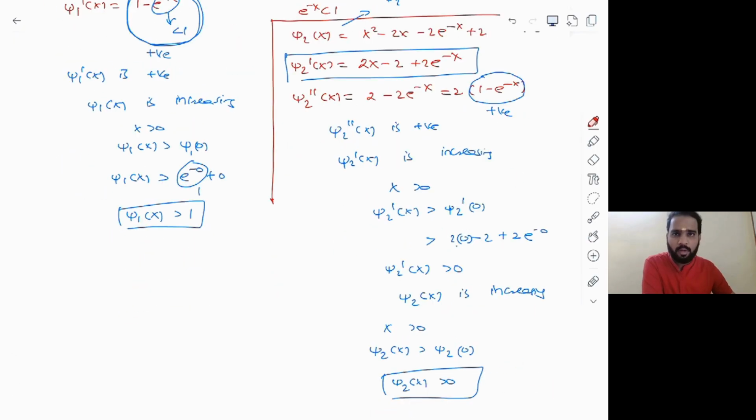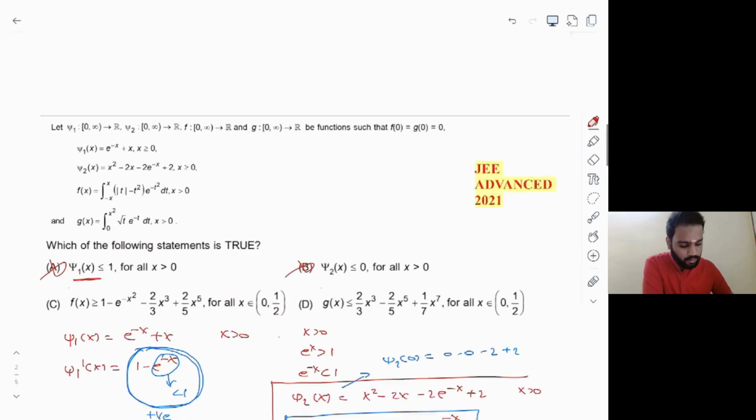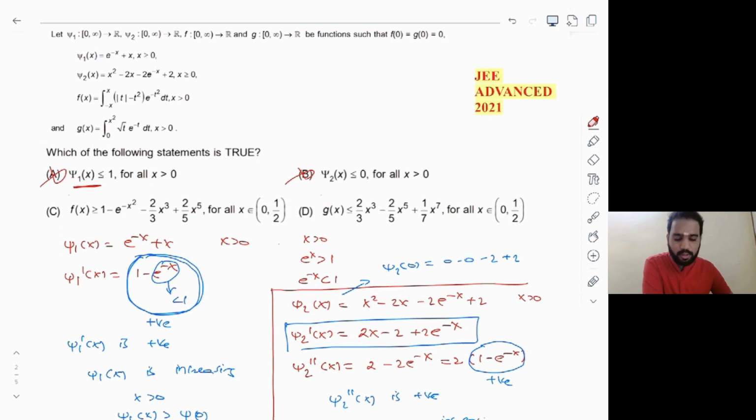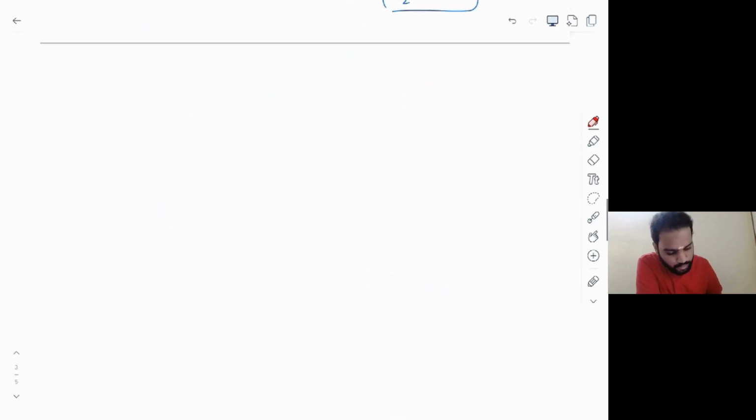Okay. Now let's take options C and D. First we'll go for option D because the function g of x is looking somewhat simpler. And in option D, you have to verify this inequality. So options C and D are very important. This kind of question appeared in the previous Advanced also. So first let's take the function g of x, right?